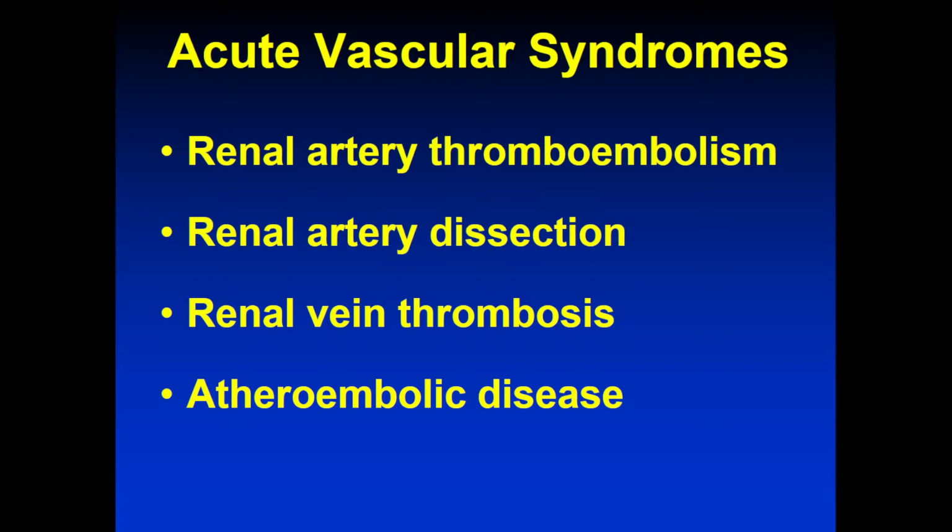The next, acute vascular syndromes like renal artery thromboembolism, renal artery dissection, renal vein thrombosis, and atheroembolic disease. Fortunately, these are not widespread conditions; we meet them rather rarely.